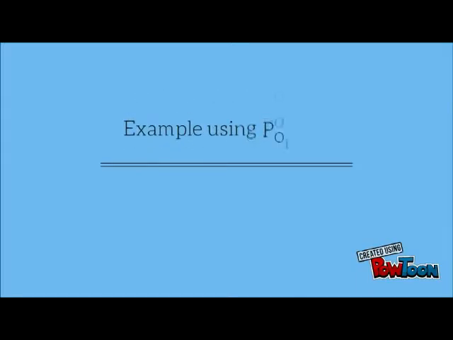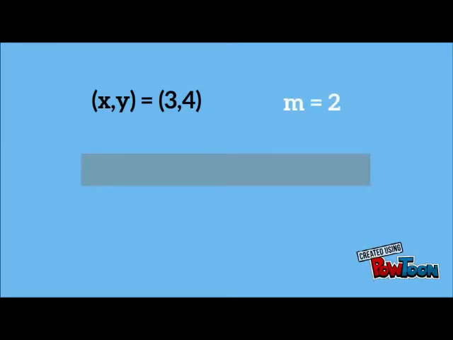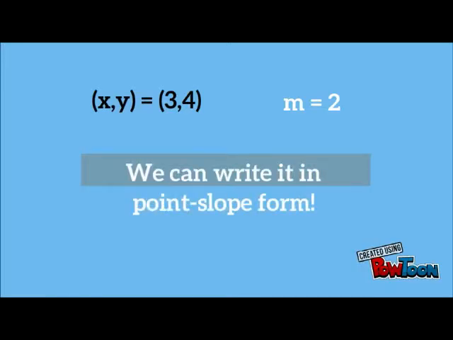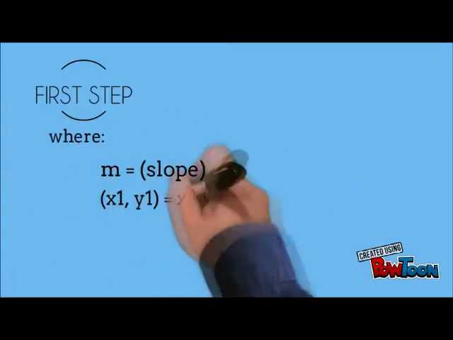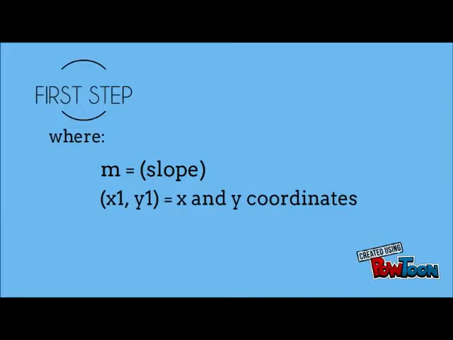Now I will show you an example using the point-slope formula. Now, here's how you use the point-slope formula. Given the xy coordinate 3 and 4 and slope equal to 2. If the point and slope are given, that means that we can write this line in point-slope form. The first step is to recall the general equation for point-slope form: y minus y sub 1 equal to m times the quantity x minus x sub 1, where m is the slope and x sub 1 and y sub 1 are the xy coordinates.